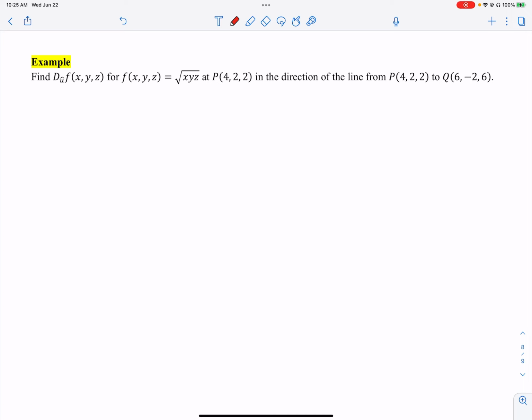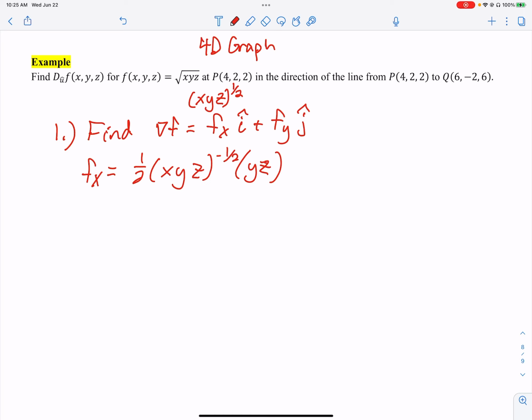Del f is the partial of x, i, plus the partial of y, j, right? So I need the partial of f with respect to x. I'm going to rewrite it right here: xyz to the 1/2. So 1/2 comes down, I get xyz to the negative 1/2 times yz. That's the chain rule, the derivative of the inside with respect to x. This gets me yz over 2 times the square root of xyz.